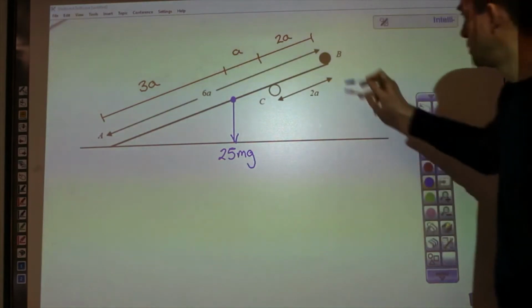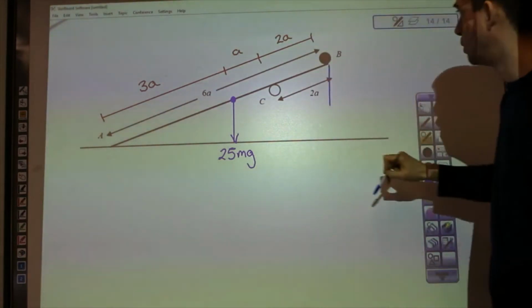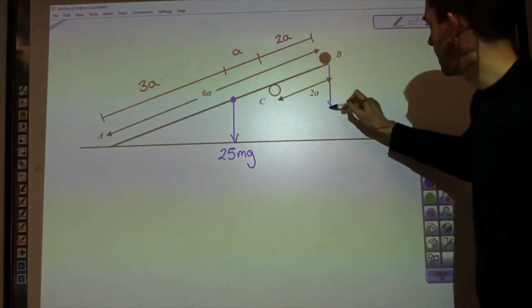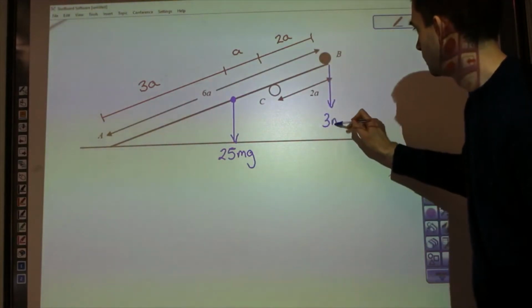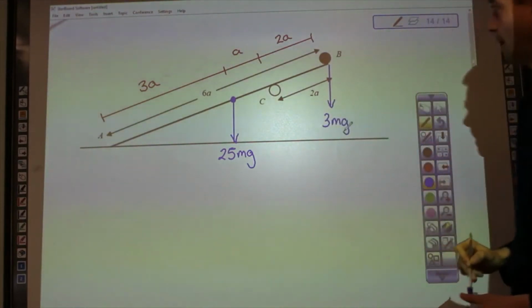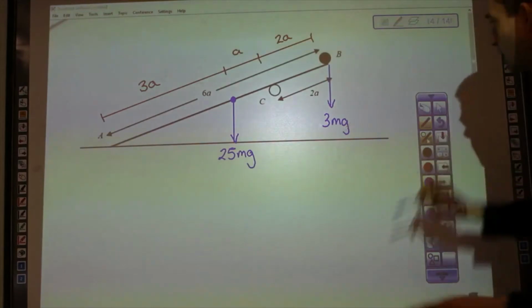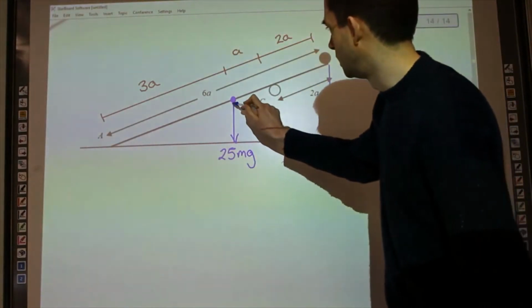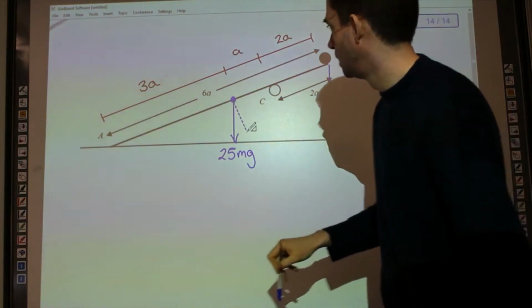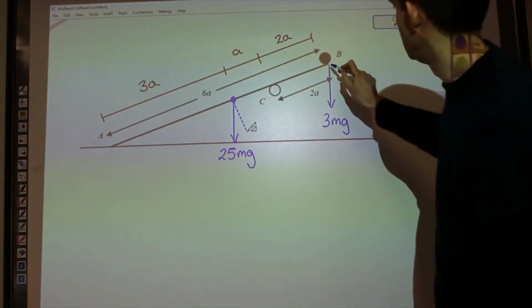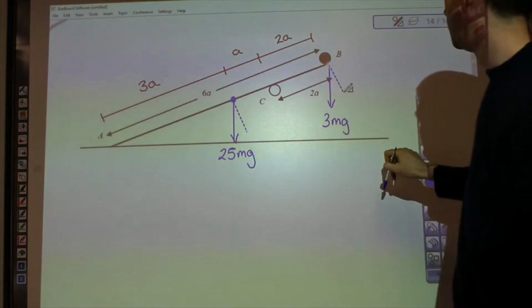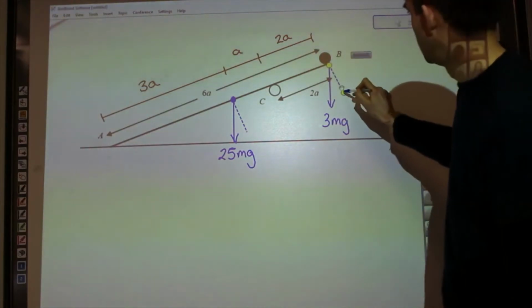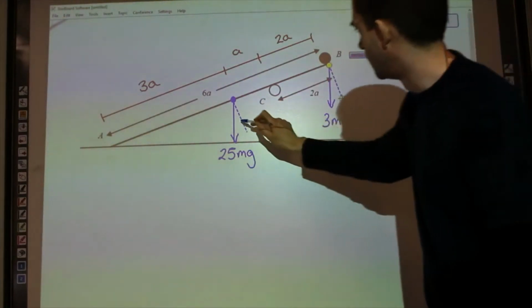I've also got a smooth ball B, which had mass 3m, so I'm going to put 3 mg there. And as I've been mentioning throughout these videos, because I've got a force that's not acting perpendicular to the slope, I'm going to draw in lines that are perpendicular to the slope. Well, let's just make that actually look perpendicular.